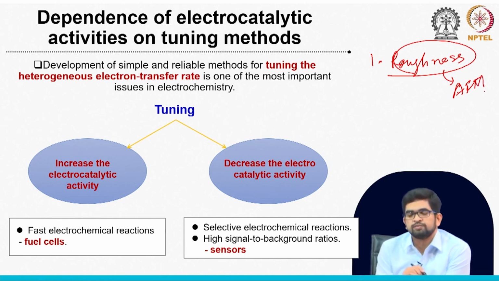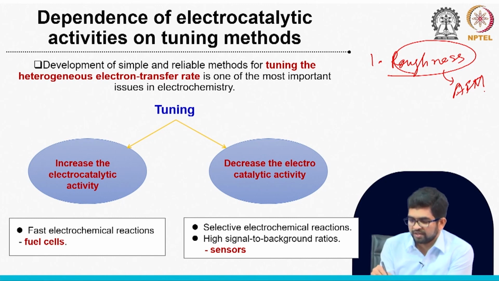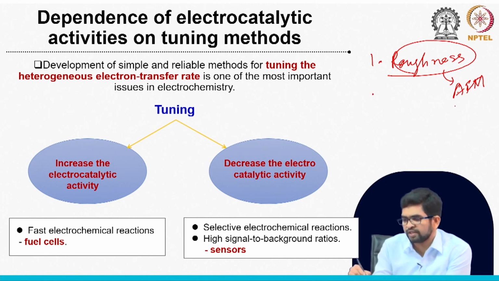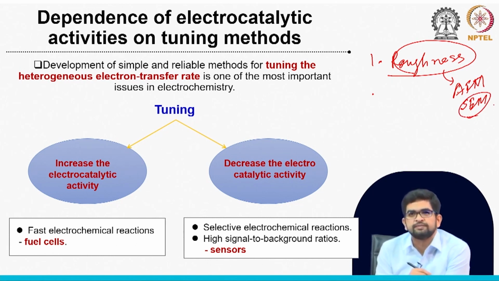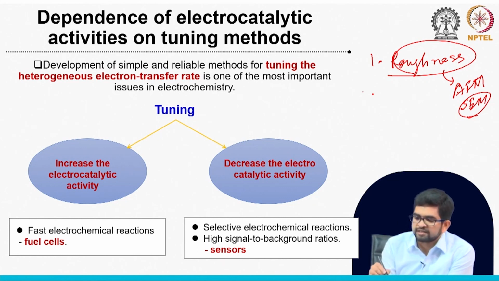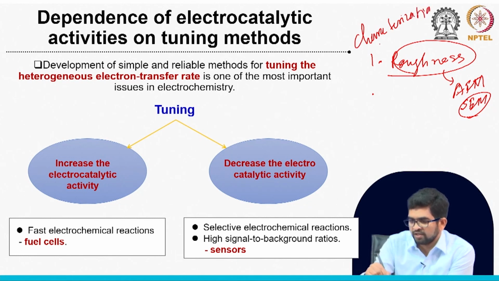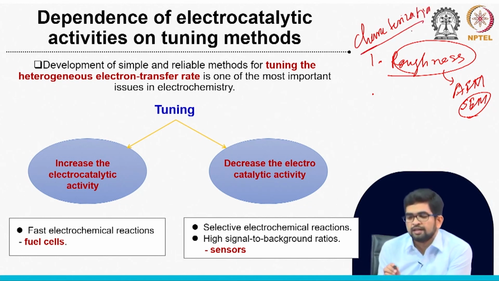AFM study, atomic force microscopy, that you have to check. Also, for the nanomaterial case, you can take an SEM image, scanning electron microscope image, and you can see the surface. This kind of characterization technique you have to follow, and definitely before and after treatment, you have to check their electrocatalytic activity by measuring just a cyclic voltammogram. A simple electrochemical method, cyclic voltammogram.